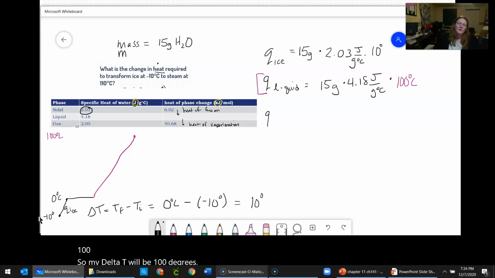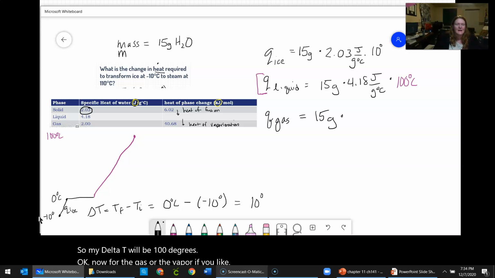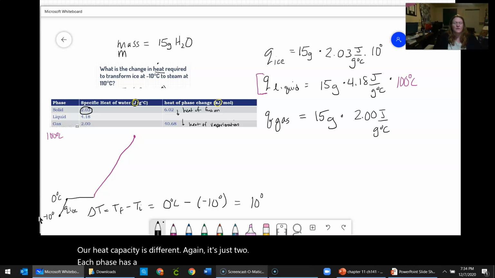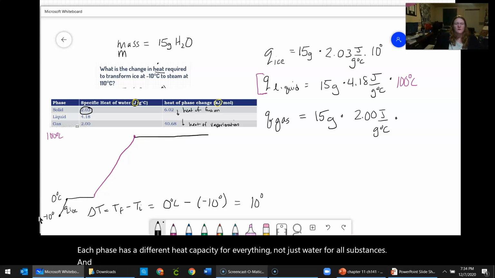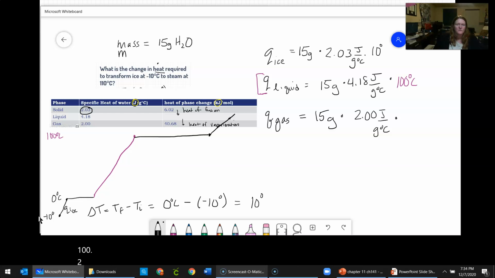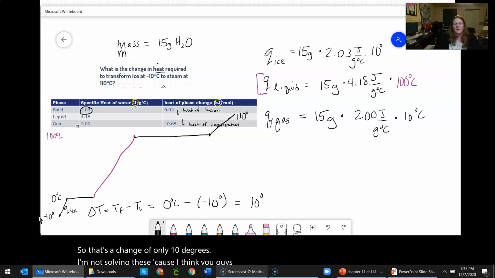Okay. Now for the gas, or the vapor if you like, our heat capacity is different again. It's just 2. Each phase has a different heat capacity for everything, not just water, for all substances. And so we have our boiling phase, and then our heating up the gas phase is going to go from 100 to our final temperature of 110. So that's a change of only 10 degrees. Okay. I'm not solving these because I think you guys can multiply, but this is how you set them up.